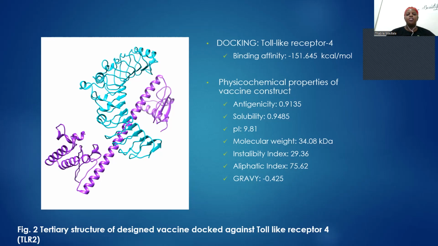The physicochemical properties of our vaccine were further assessed, which revealed that our vaccine had a molecular weight of 34.08 kilodaltons, and was highly antigenic with a score of 0.9135 and soluble with a score of 0.9485. It also had a theoretical pI of 9.81 and an instability index of 29.35, indicating our vaccine to be a protein which was basic and stable in nature.